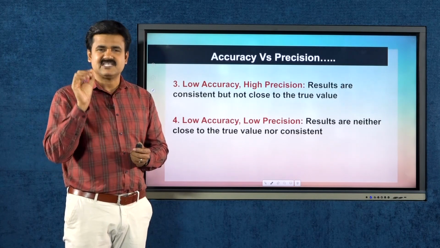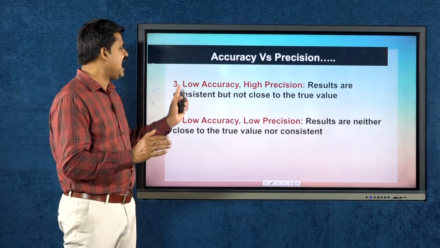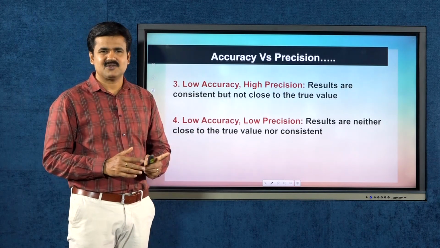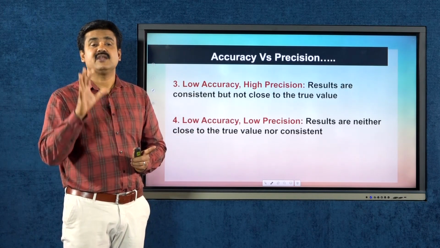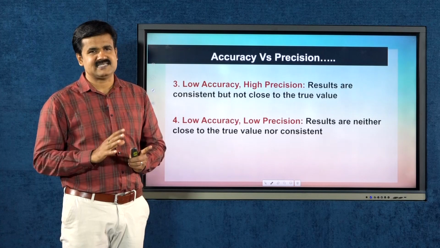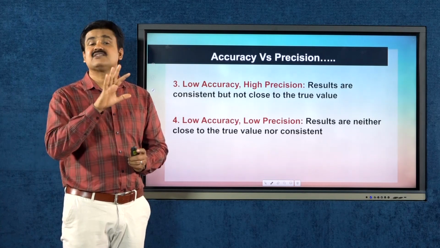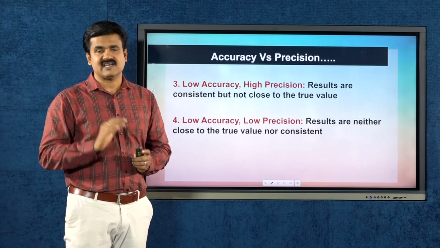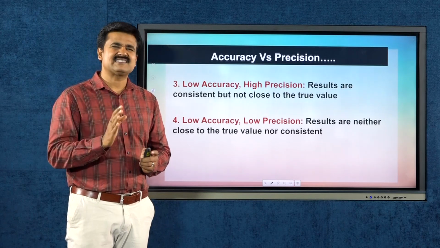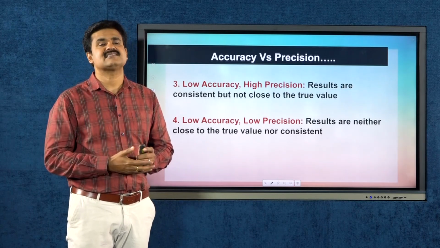In that situation, we can say that accuracy is low and precision is low, that is, the measurement is low accurate and low precise. Such an analysis is not recommended in analytical chemistry because that always gives highly erroneous results.